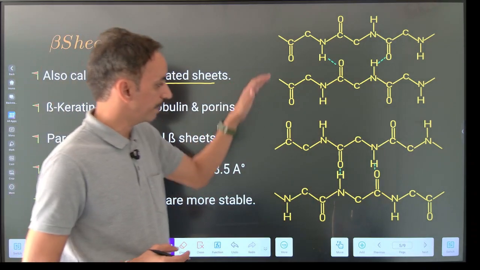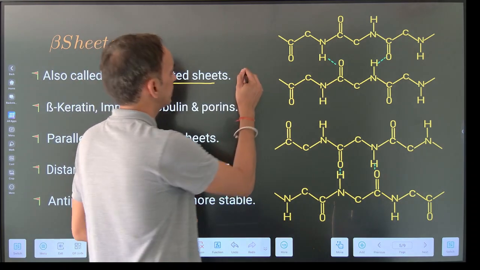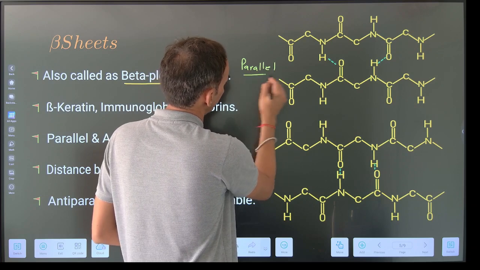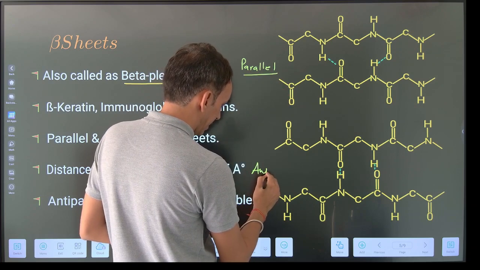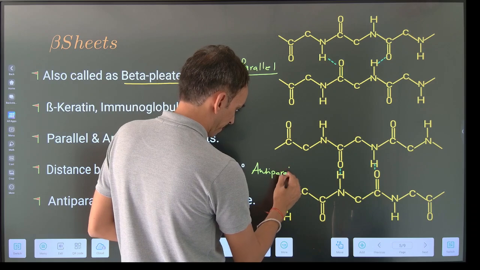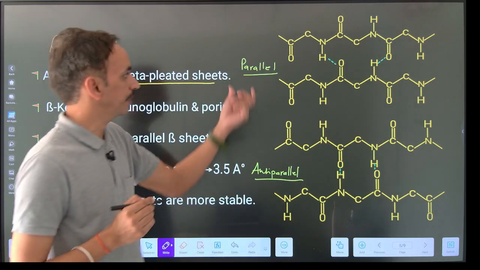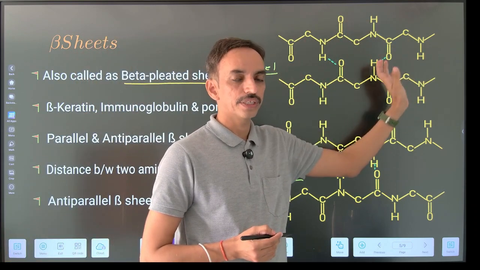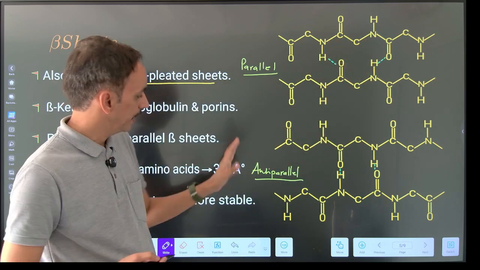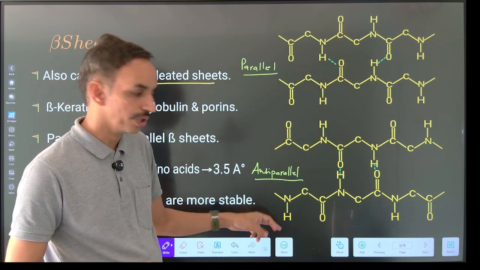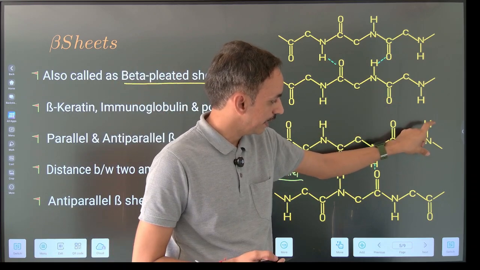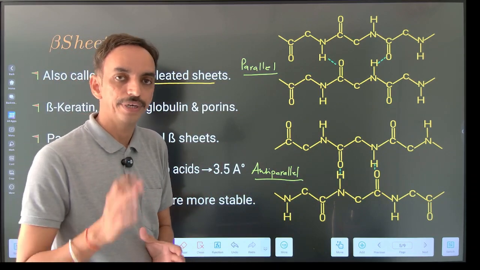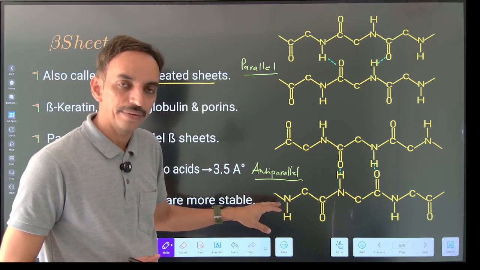Now we have two types of beta sheets. One is known as the parallel beta sheets, while the other is known as the anti-parallel beta sheets. Parallel means if we have the carboxylic terminus towards one end and the NH2 terminus towards the other end, then they are known as the parallel beta sheet. And if we have one carboxylic and one NH2 terminus towards one end, while the other NH2 and carboxylic terminus are towards the other end, then it is known as the anti-parallel type of beta sheet. So we have parallel and anti-parallel beta sheets.